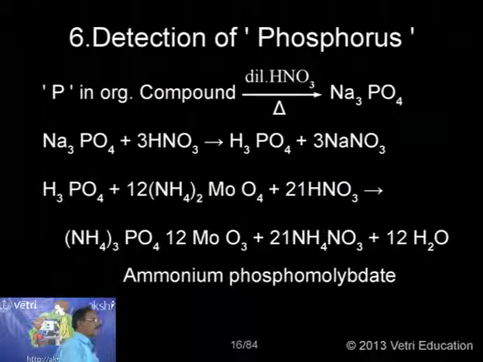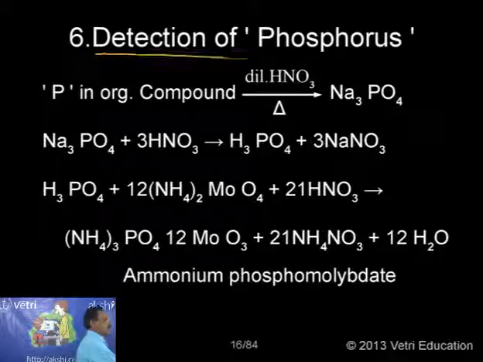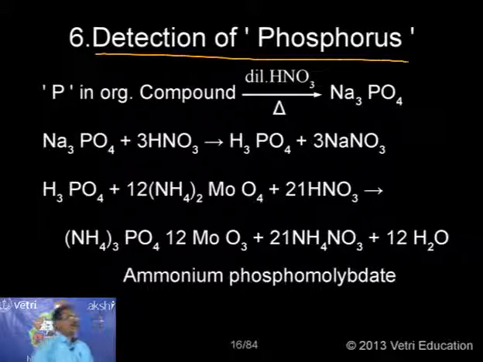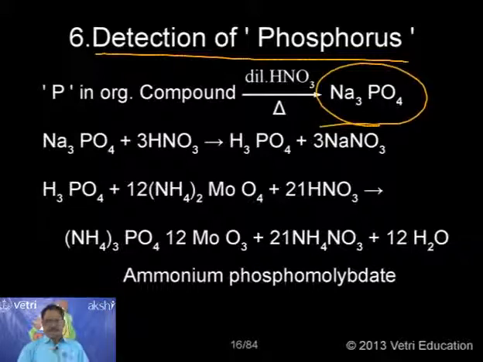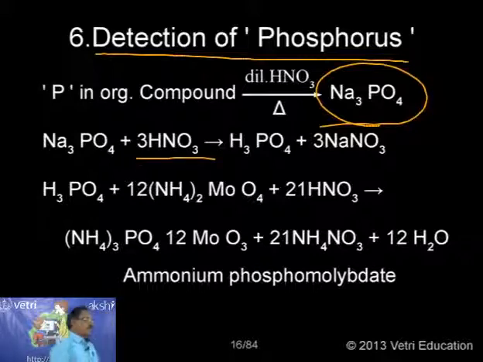Next, let me go to the detection of phosphorus. This is another interesting element. When we prepare sodium fusion extract, as we already discussed under the Lassaigne test, if phosphorus is present, it will be in the form of sodium phosphate. Sodium phosphate will be there in the sodium fusion extract. Now what will happen? To the sodium fusion extract, add concentrated nitric acid and then heat strongly.